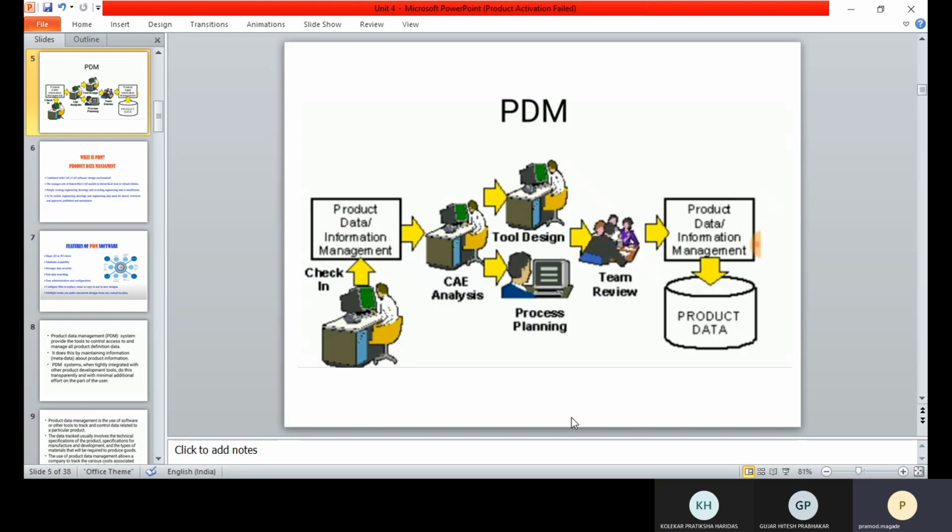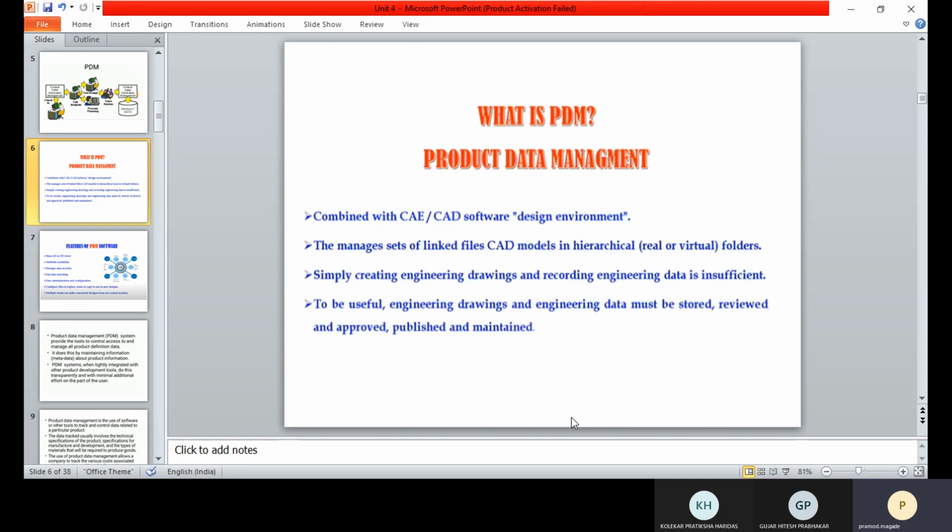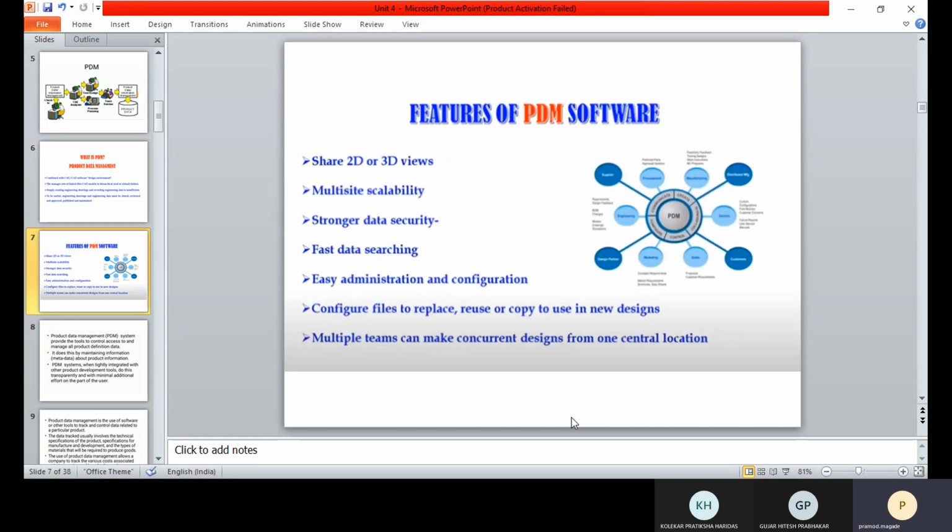So data management can be done in two ways. First is on the basis of a practical approach, and second on the basis of a software approach. After that, the features: these are the features related to the software point of view.